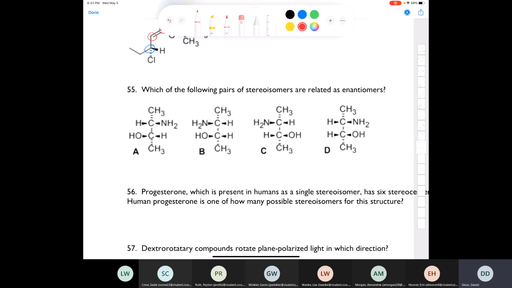Next one, these technically aren't Fischer projections, are they? Because they show all the wedges and dashes, but they look like the precursor to Fischer projections, don't they? But it just says, which of the following pairs of stereoisomers are related as enantiomers? I'll give you a second to look at it and tell me if you can identify any pair of enantiomers here. Could anybody identify any pair of enantiomers here?